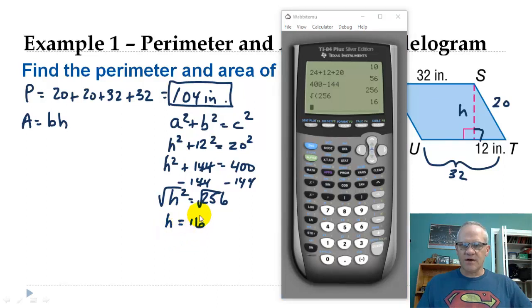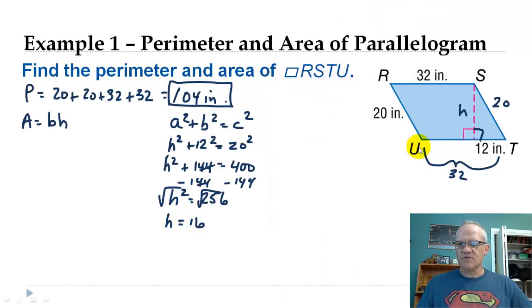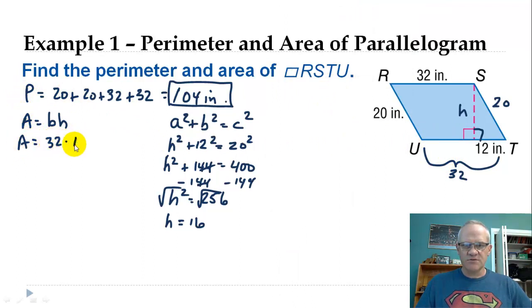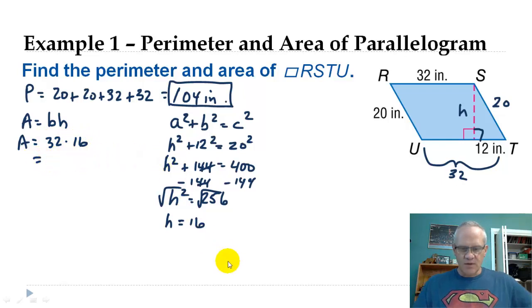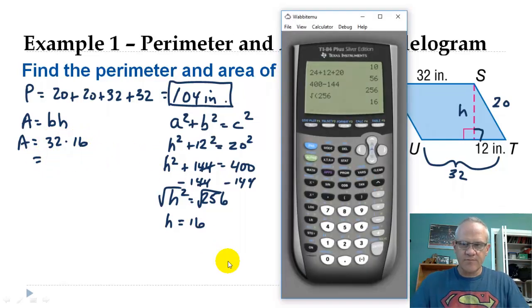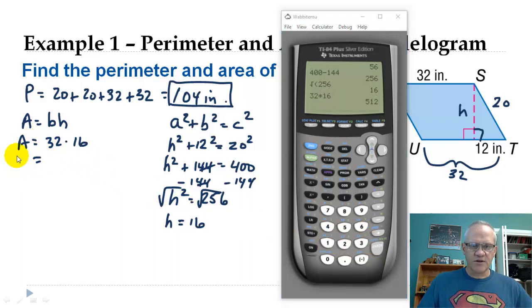And so now in order to find our area here, all we do is plug it in over here. The area is the base, 32 times 16. 32 times 16 would be 512. So the area is 512. And since it's area, remember that's in square units, so inches squared.